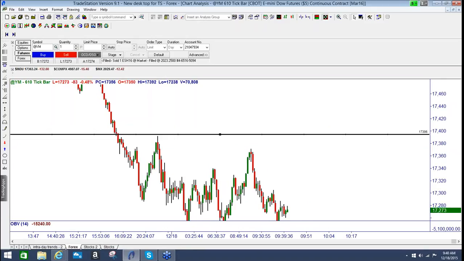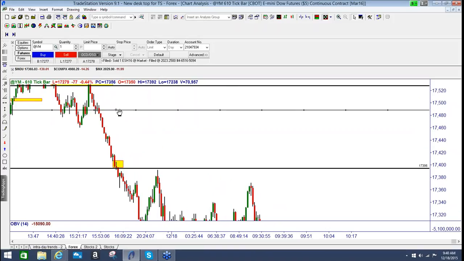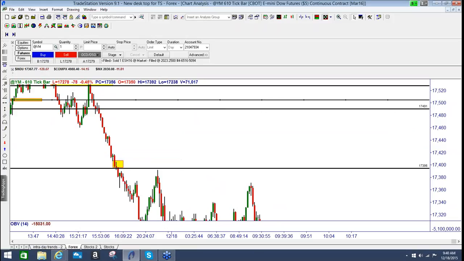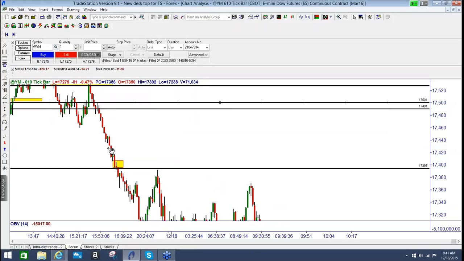See? Now which one to take? That move away is not great. That move away is not great. This isn't bad. All right, so you see the difference?